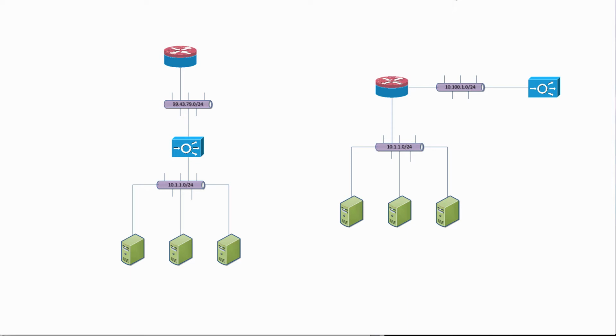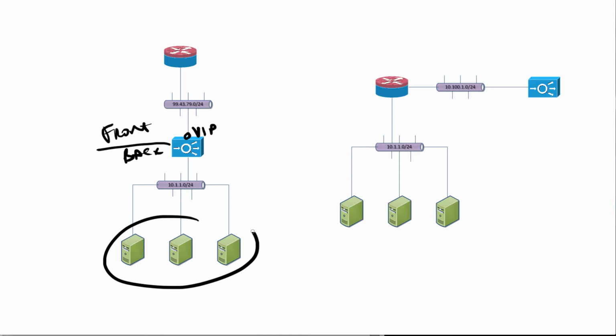And to illustrate that, I got a couple of Visio diagrams I threw together. The one on the left is in two-arm mode, and the one on the right is one-arm mode. The obvious difference here is the load balancer, which is in blue here, in two-arm mode has a front side and a back side. And the front side is where my VIP resides. And the back side is the VLAN where my server pool is.